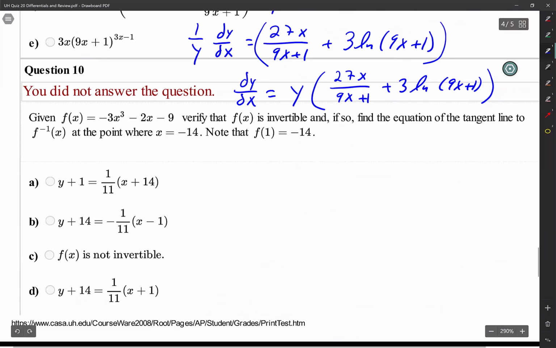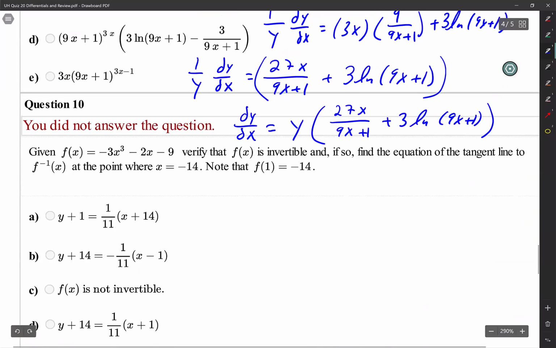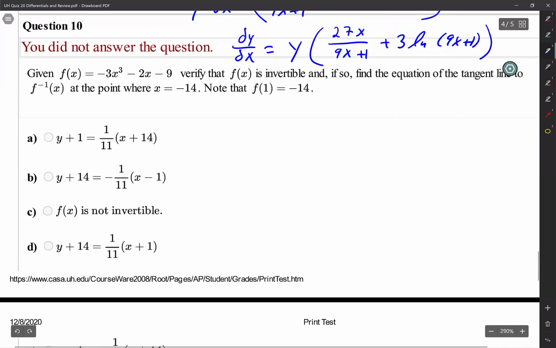All right. Is this the last one? Given that this function, negative 3x cubed minus 2x minus 9, is invertible, verify that f of x is invertible. Okay, pretend that minus 9 wasn't there, guys. This would be an odd function. All odd functions are invertible. What does invertible mean? It has an inverse, and that they're 1-to-1. That minus 9 just does a vertical shift down 9. Yes, it's still invertible. It's still 1-to-1.